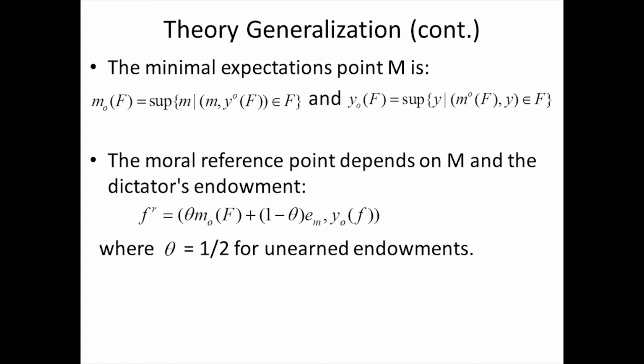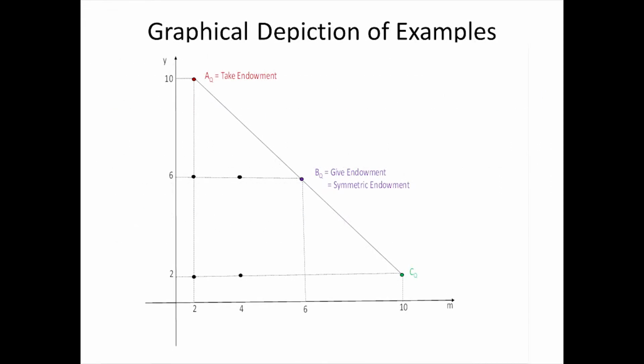Here, a picture's worth 1,000 words. Now maybe you can actually get what I was talking about. So let's look at these things. Notice we've got one of these sets that goes from A to B to C. When the endowment is here, at this point, the maximum payoff for the dictator is 6. Subject to the dictator getting that, what's the maximum payoff that the recipient can get? 6. So the minimal expectations point is here. If theta is halfway between, then the moral reference point is here.